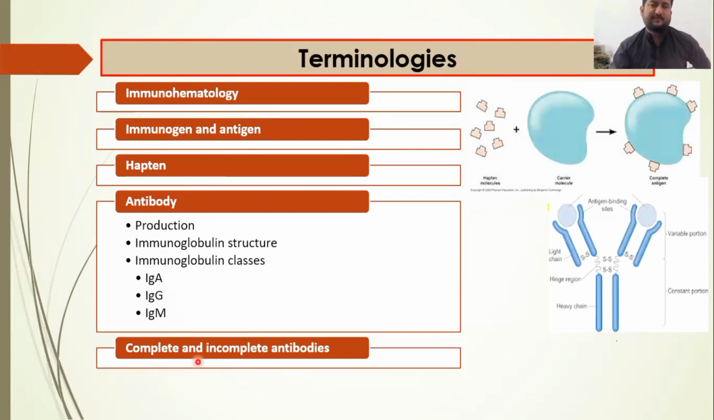So this is the difference between complete and incomplete antibodies. Complete antibodies are IgM, incomplete antibodies are IgG. IgM antibodies react at 20 to 25 degrees centigrade, but the incomplete antibodies react at 37 degrees centigrade. Complete antibodies are present in blood group A, B, and AB. Incomplete antibodies are present in blood group O. So these are the major differences between complete and incomplete antibodies.